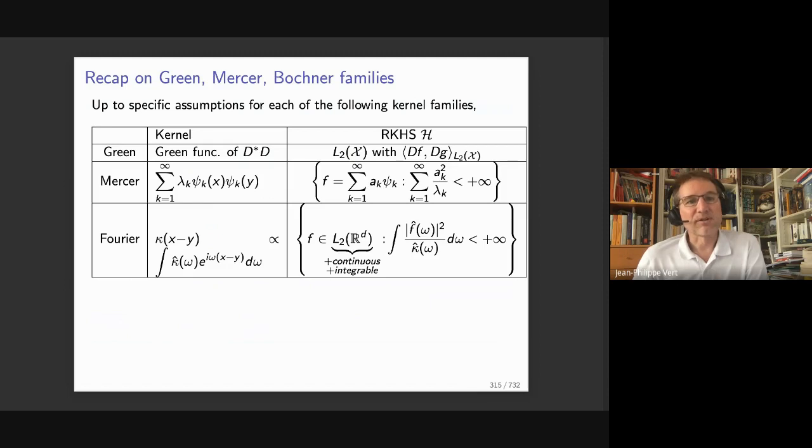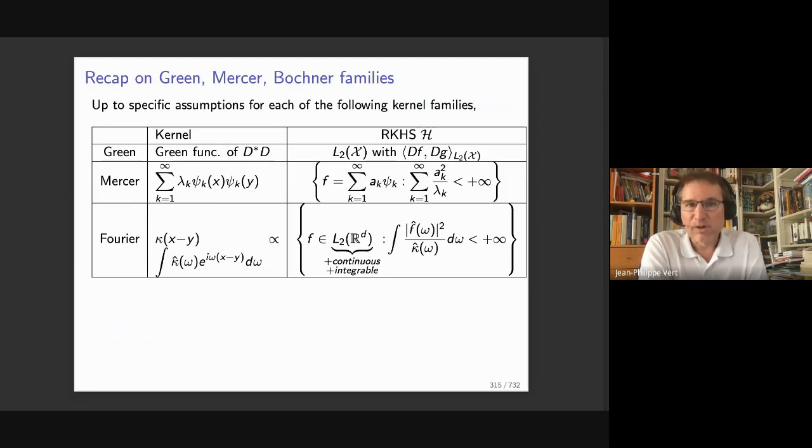So just a reminder, for the Green functions, the kernel was defined as the Green function of some operator D star D, where D was a differential operator, like a derivative or second derivative, etc. And so we have seen that when we take for K the Green function of D star D, then this creates an RKHS, which basically is a Sobolev space in the sense that the inner product between f and g would be the L2 inner product between some derivatives of f and the same derivatives of g.